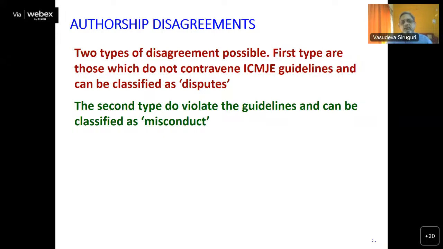And then there's a second type where all the guidelines laid down by ICMJE and such bodies are violated. And so what it means is that they don't satisfy the four criteria which I talked about to be an author. They do not satisfy that. And these kind of disagreements are called authorship misconducts.